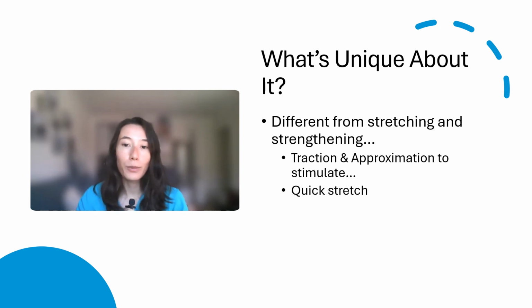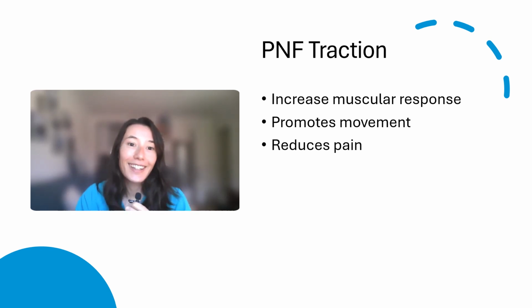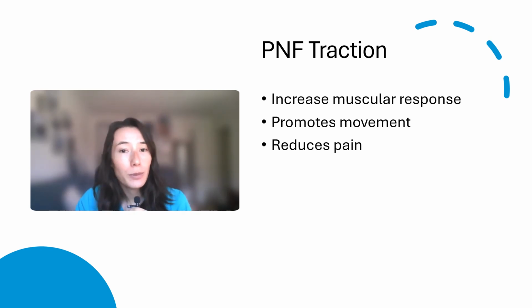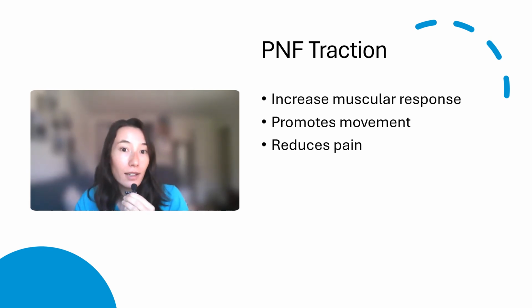Furthermore, applying quick stretch is another unique feature of PNF that we're also going to talk about. So let's get a little bit more into each unique feature. The purpose of traction specifically is to increase the muscular response. If someone is threatening to rip your arm apart, I think your muscles are probably going to contract to avoid that, right? Furthermore, traction also promotes movement. A little pull on the joint is going to assist with a little bit more lengthening, which can promote mobility and movement. Traction also promotes pain reduction.